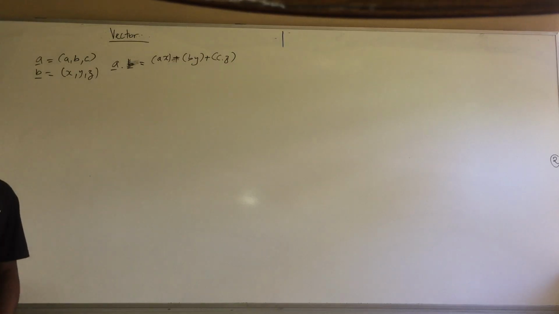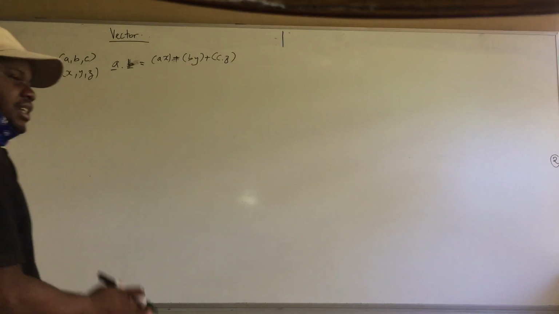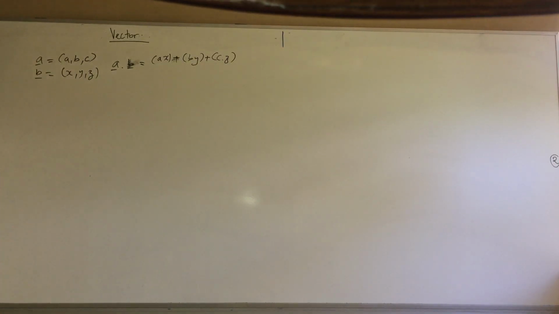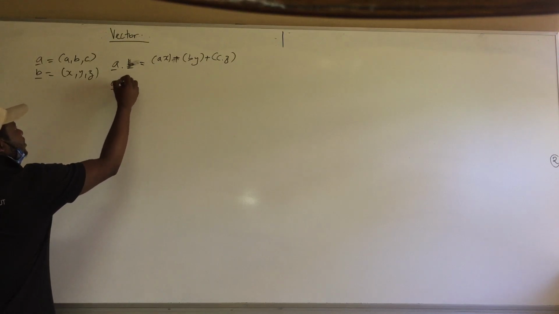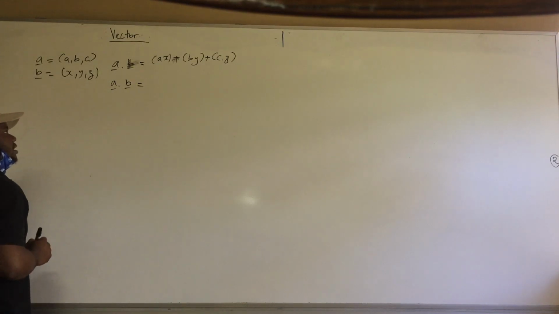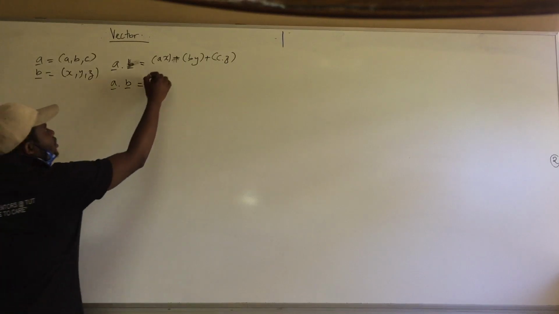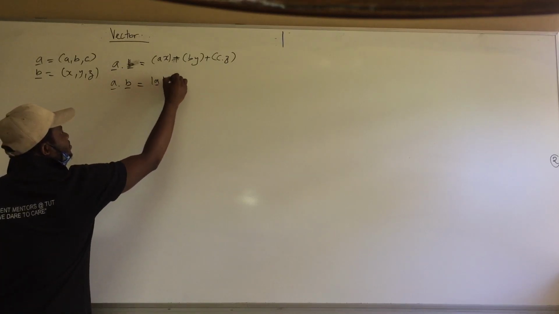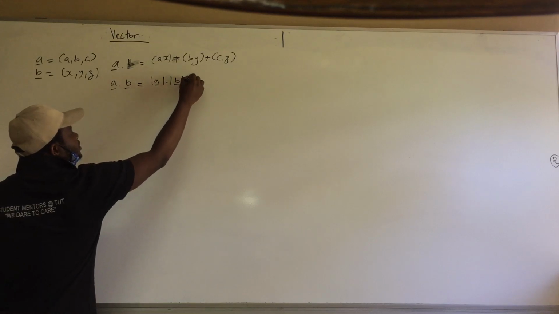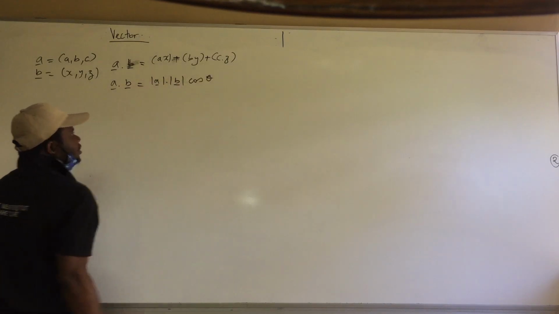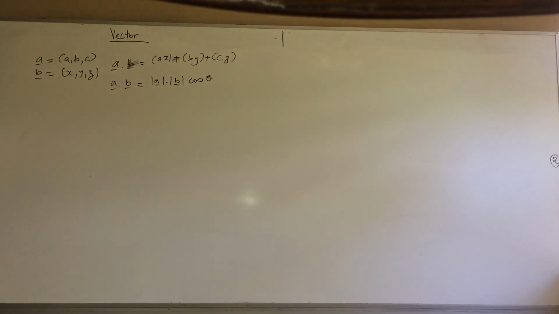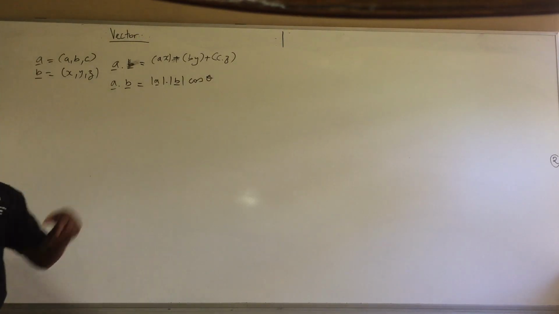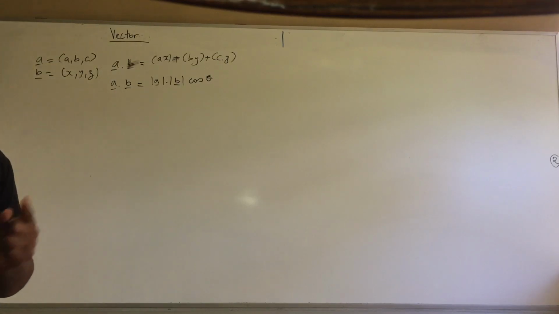A scalar is a quantity that has a magnitude only, but a vector is a quantity that has magnitude and a direction. There is another formula for the dot product: A dot B gives you the magnitude of A multiplied by the magnitude of B times cos of theta. This formula will help you to find the angle between two vectors.